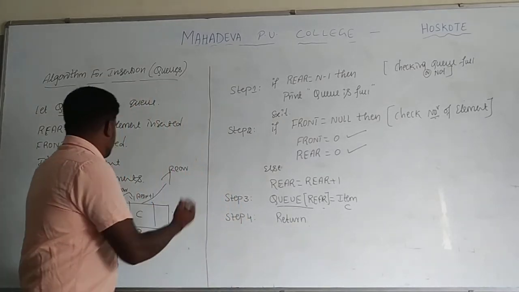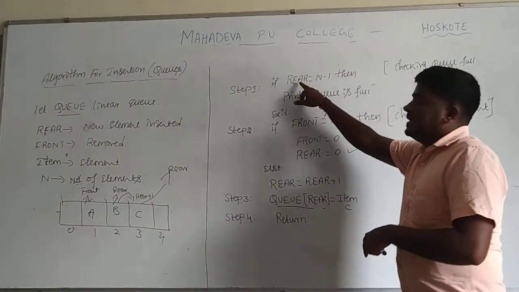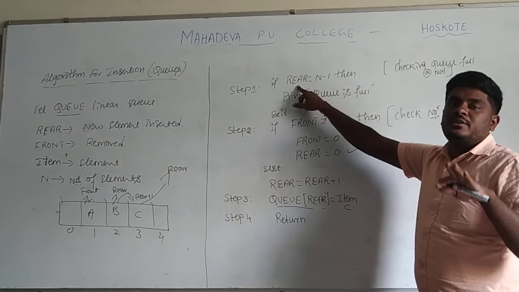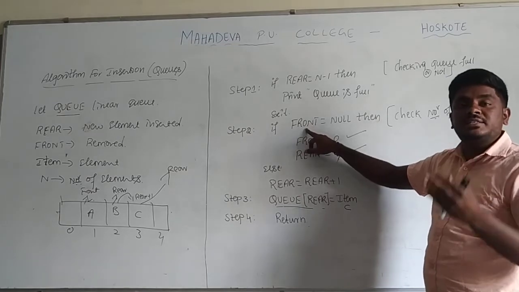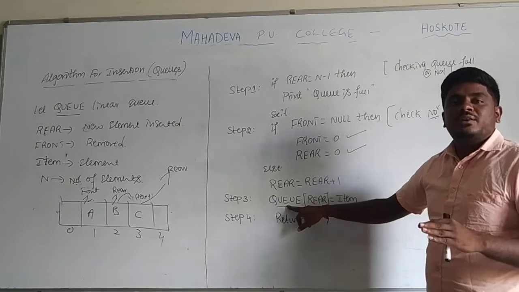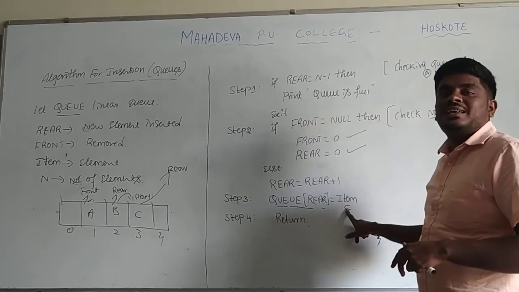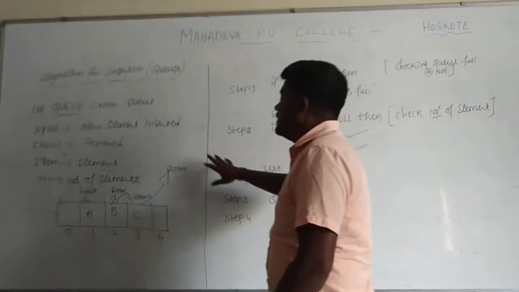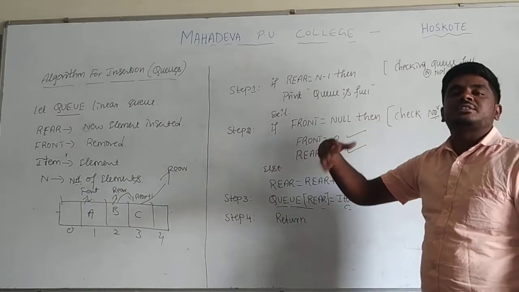Understood? See one more time, I repeat one more time. Here rear is one of the pointer variables used to insert a new element into the queue data structure, and front is used for removing an existing element from the queue data structure. Q is one of the linear data structures called queue, item is the element to be inserted, and n is the number of elements present in the queue. So before inserting a new element, first we need to check whether the space is there or not.